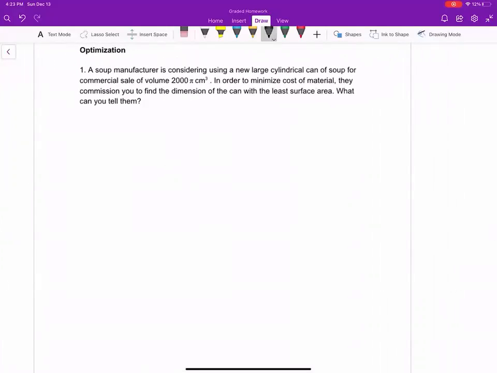So in this example, a soup manufacturer is considering using a new large cylindrical can of soup for commercial sale of volume 2000 pi centimeters cubed. In order to minimize cost of material, they commission you to find the dimensions of the can with the least surface area. What can you tell them? So with these types of questions, you want to really write out what you know and what you want to know. So let's start off with what do we know? Or before any of this, you can always draw a diagram. So this is a cylinder, where this would be your height.